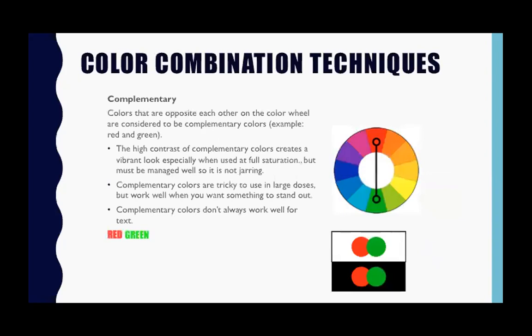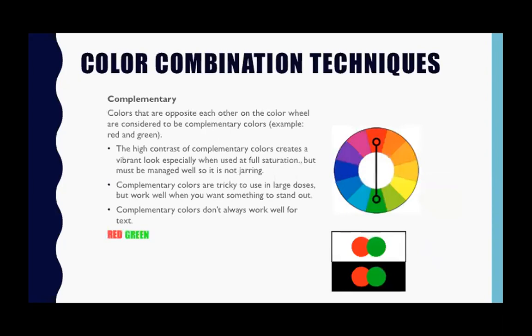So let's go back to color theory. Color combination techniques. You have complementary colors. Colors that are opposite each other on the color wheel are considered to be complementary colors. I was just teaching my daughter this the other day. Example, red and green are complementary colors. The high contrast of complementary colors creates a vibrant look, especially when used at full saturation, but must be managed well so it's not jarring to the eye.